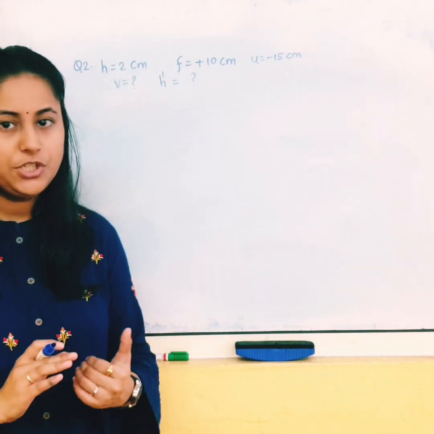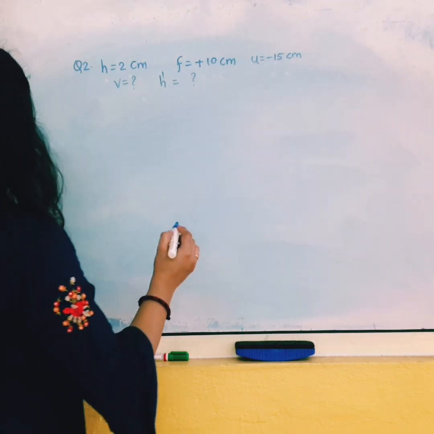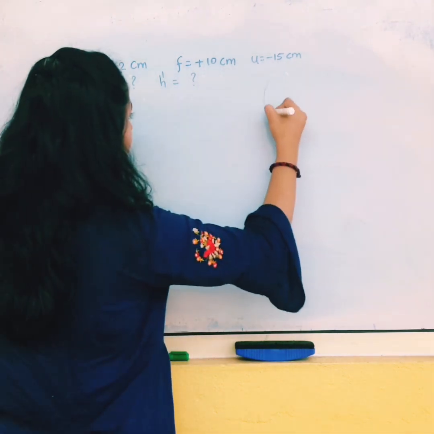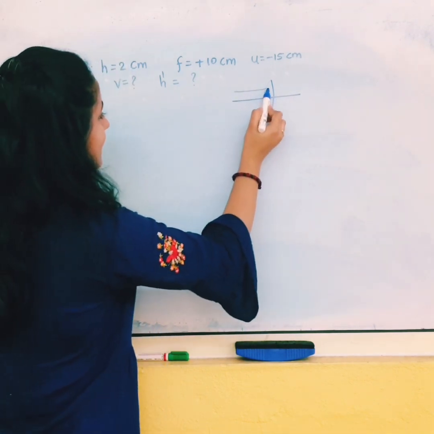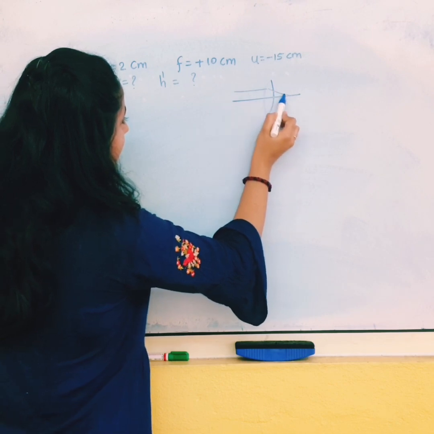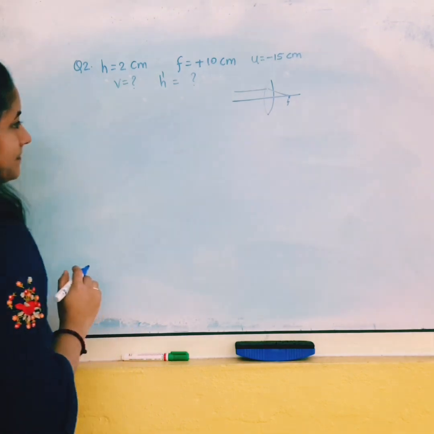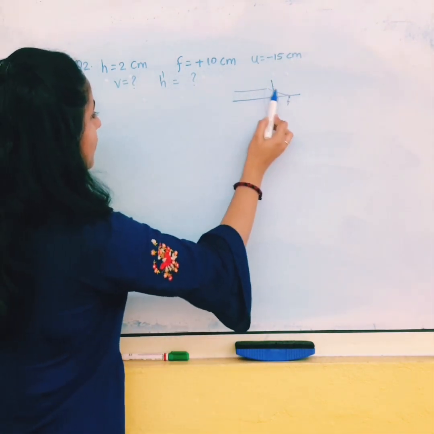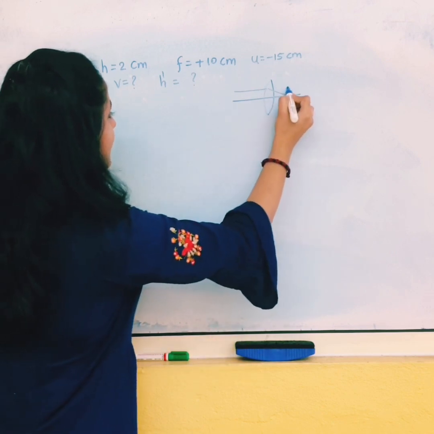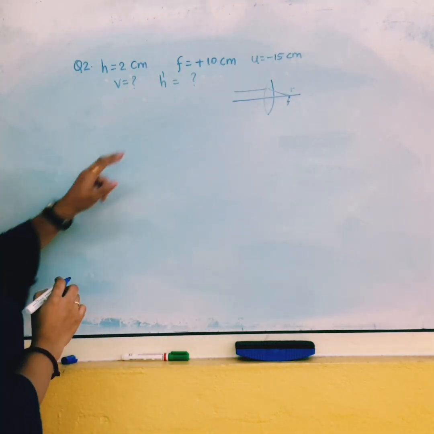So this is the second question. Now see, in this second question you are given a convex lens. In case of a convex lens, if you look at the diagram, the rays come parallel to the principal axis and it will touch the focus on the other side of the lens. As there are two spherical surfaces here, the focus is on the other side. So this distance here is positive. So that's why here focal length is taken as positive.